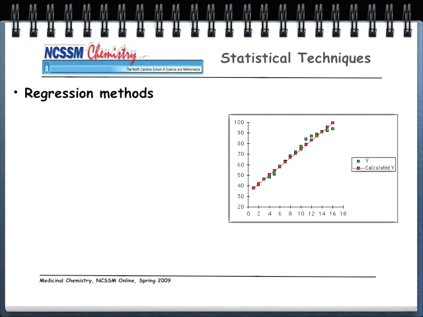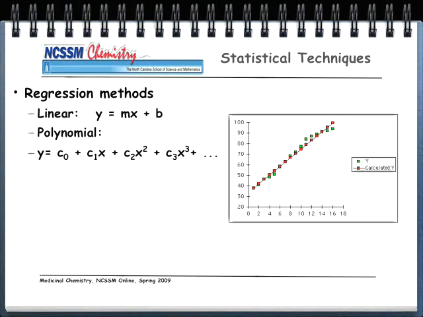You know regression methods as y equals mx plus b, but there's certainly many more complicated types of regression methods. There it is, where y is the thing being calculated, m is the slope, x is the descriptor, and b is an intercept. Okay, there are polynomial regression methods.